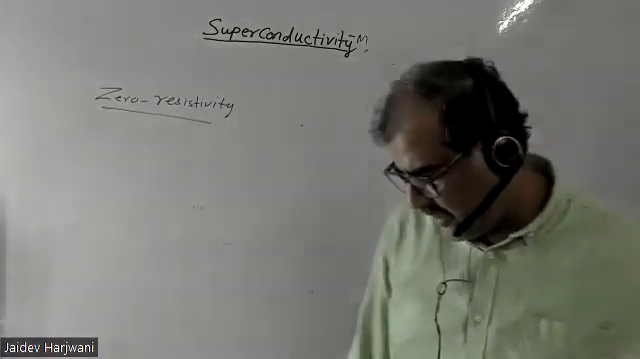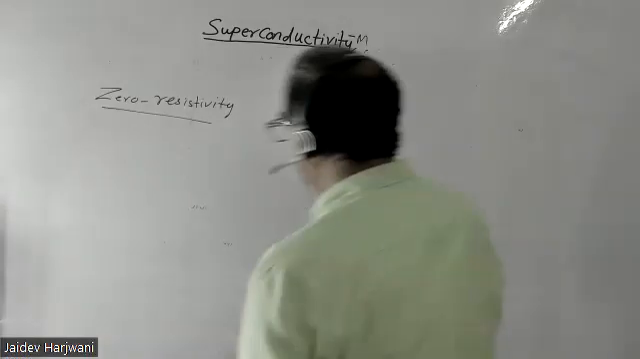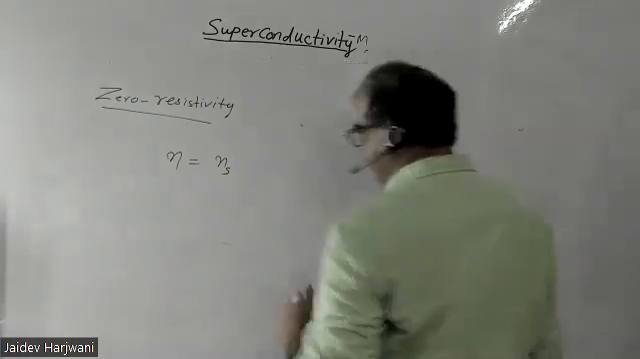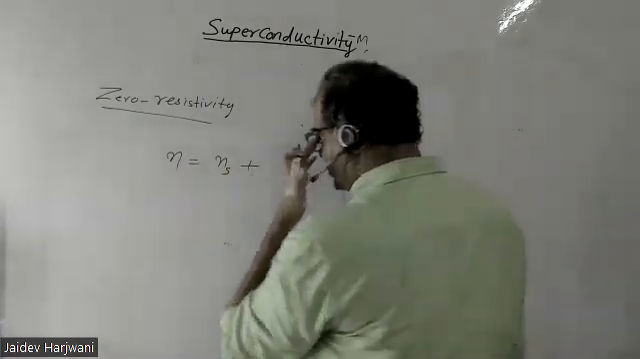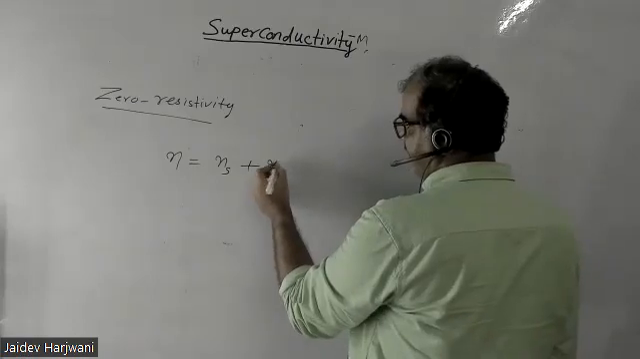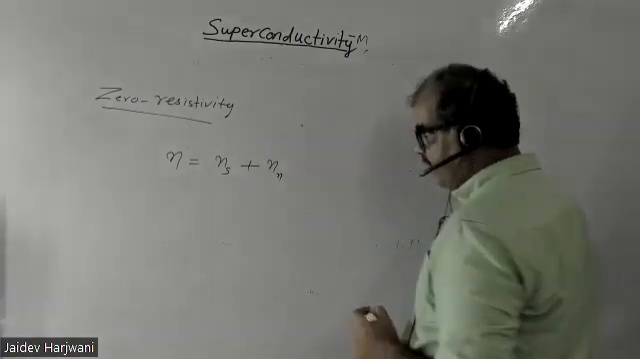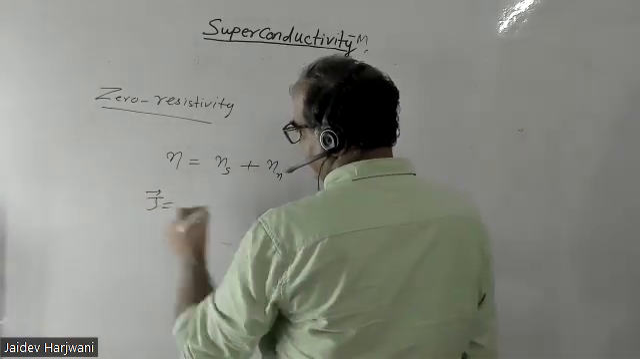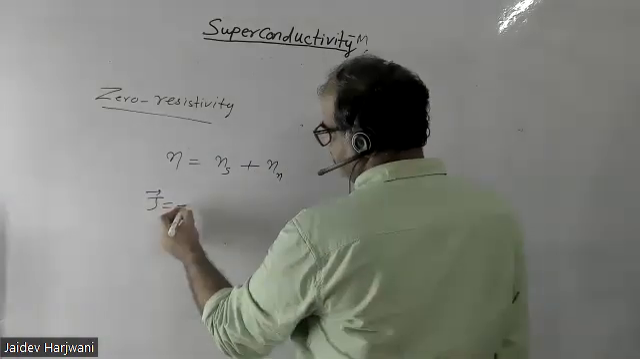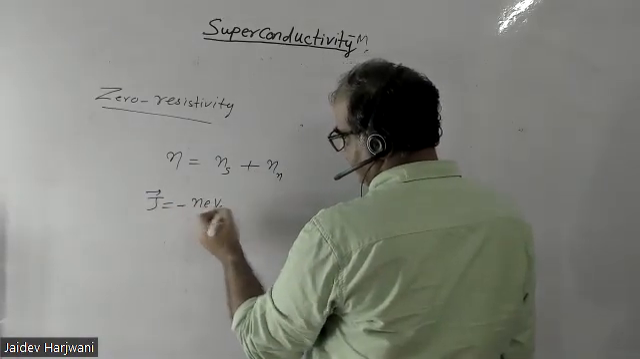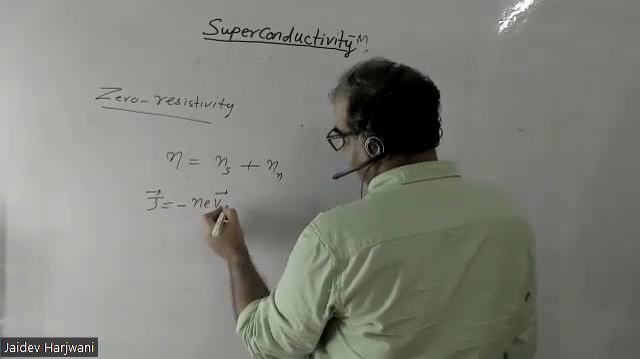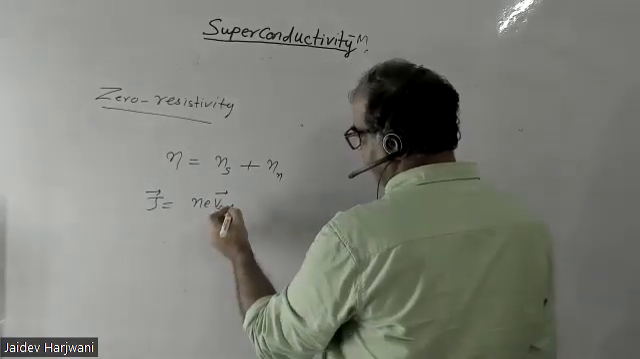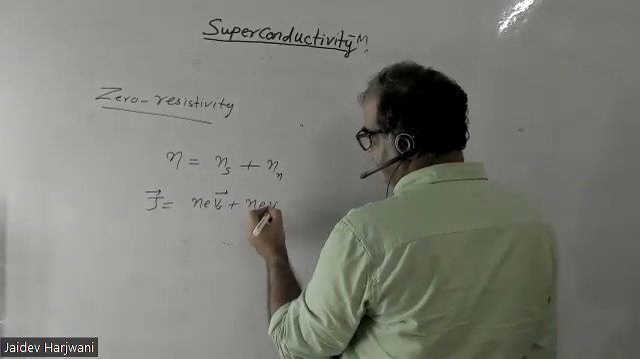According to this model, we have two types of electrons. So I can write n is equal to n_s, the super electron density, and n_n, the normal electron density. Now if I want to write the total current, it will be J equals n_s e v_s, plus n_n e v_n. You can put a minus sign or add, if you are writing the magnitude.